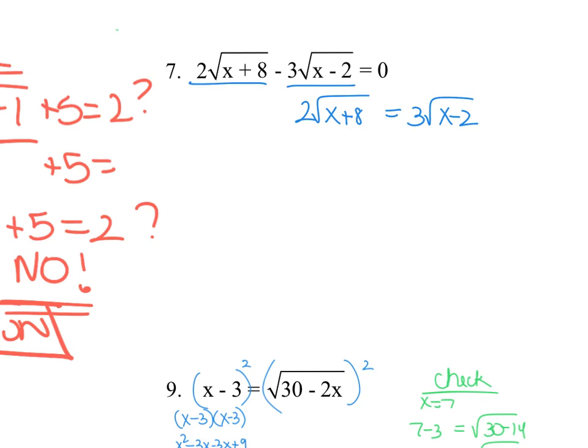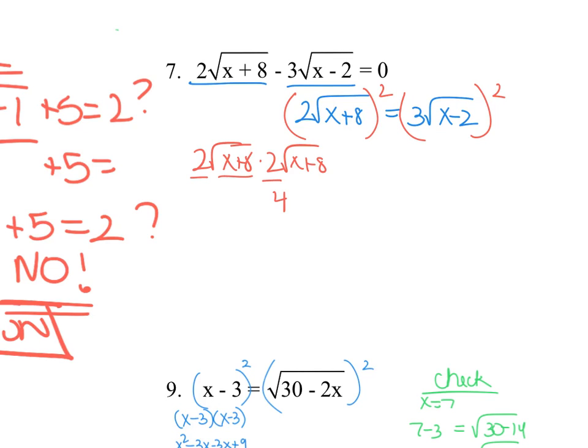Now, when you square both sides, you have to think about what that really means. That really means 2 times square root of x plus 8 times 2 times square root of x plus 8. Remember, multiplication can be done in any order, right? So I'm going to multiply my 2 times my 2 first. Then I'm going to multiply my radicals by each other. And then I'm going to multiply those out. So that's what you actually get when you square the left side.